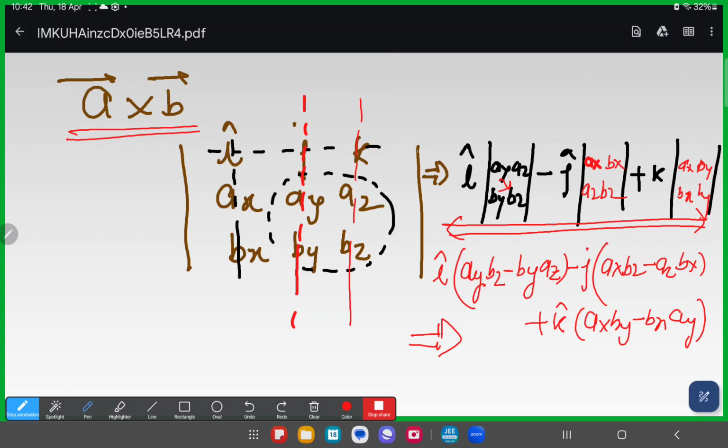So I thought this is all about the dot product and cross product and all the properties. I thought you have understood. Keep revising, and maybe I will take a few examples in the next upcoming video.